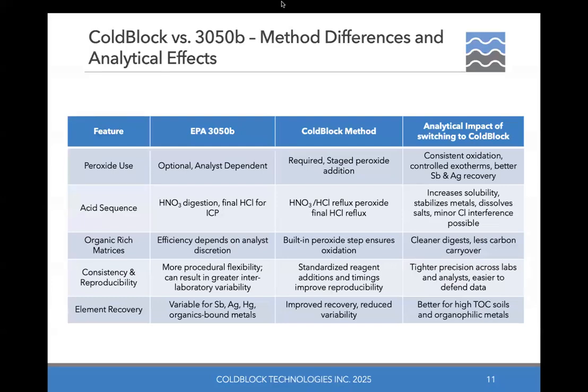Let's take a look now at some of the key differences between a traditional method and the ColdBlock digestion method. So rather than having optional steps, we are standardizing the addition of peroxide. We're also standardizing the timing of addition for other reagents. And we're eliminating that variability in 3050B analyst-dependent steps. We believe that this will lead to more consistent results and easier method validation across labs and across sample types.